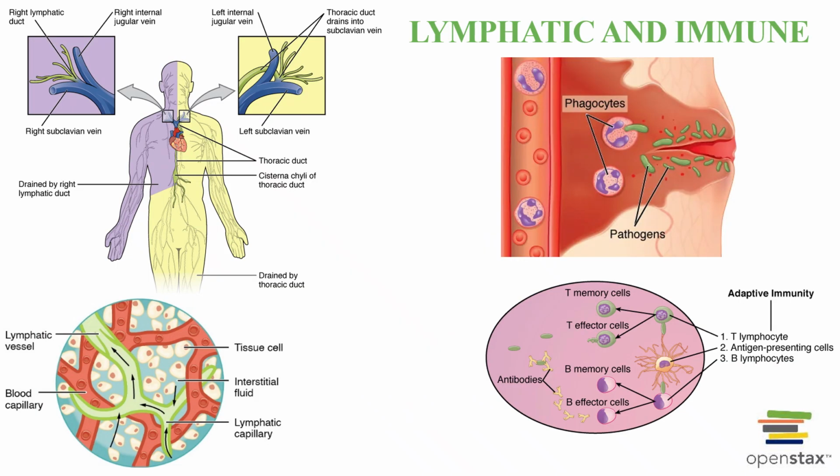In summary, the lymphatic and immune systems work together to maintain fluid balance, absorb lipids, and protect the body from disease.